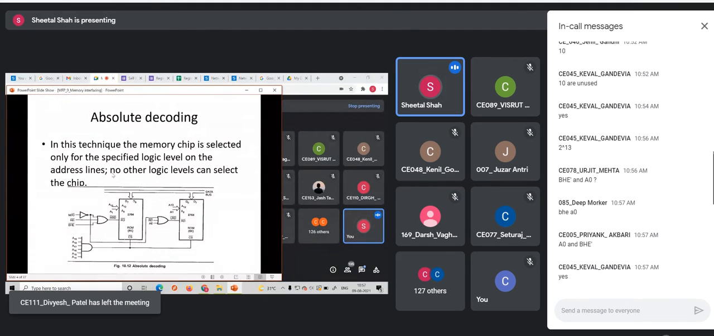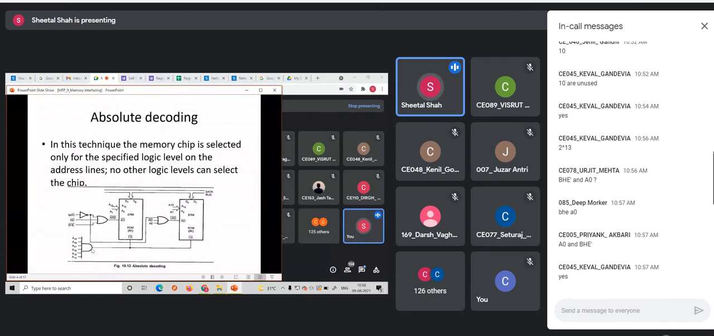In case of absolute decoding, since the memory capacity is 8K, 13 address lines, that is A1 to A13, are connected to the address inputs of this ROM IC, whereas the remaining address lines A14 to A19 form the 20 address lines. A0 is connected here, A1 to A13 are here, and A14 to A19 are here. The remaining address lines, A14 to A19, can be connected to this NAND gate. So here it should be a NAND, not an AND gate.